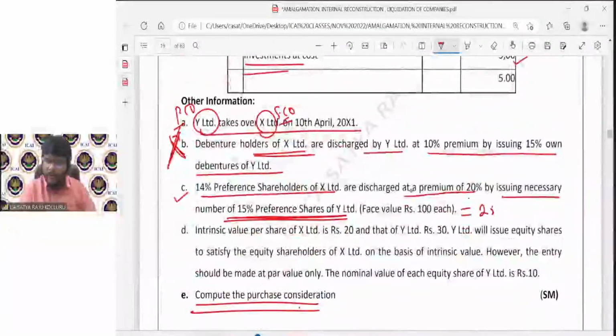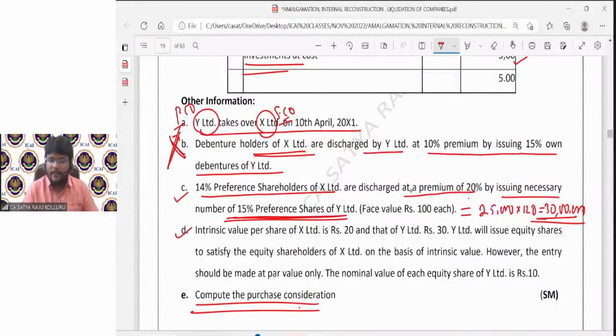25,000 into 120. Simply 25,000 into 120, which is equal to how much, guys? Let me know quickly, all of you. 25,000 into 120, which is equal to 30 lakhs. This is the amount payable to preference shareholders. Super. Next, come down, come to point number D.